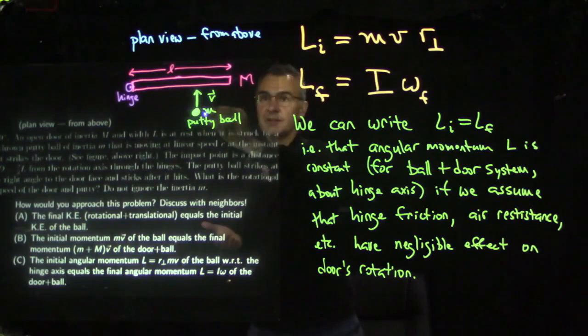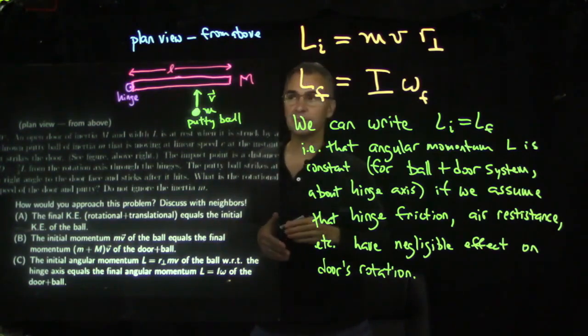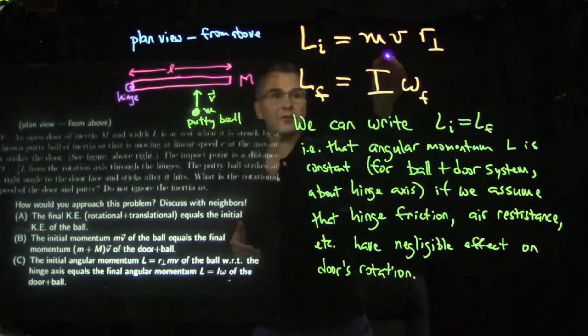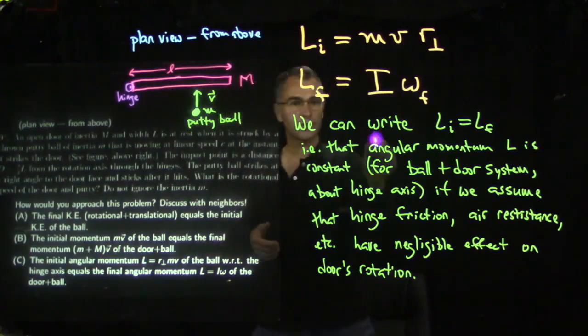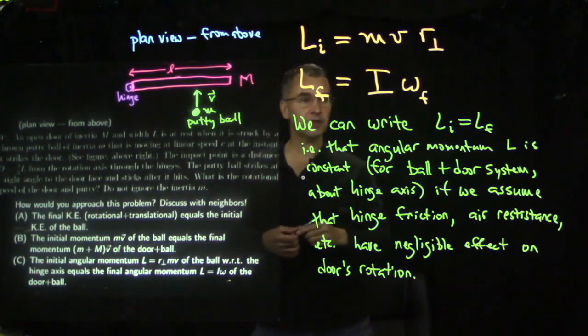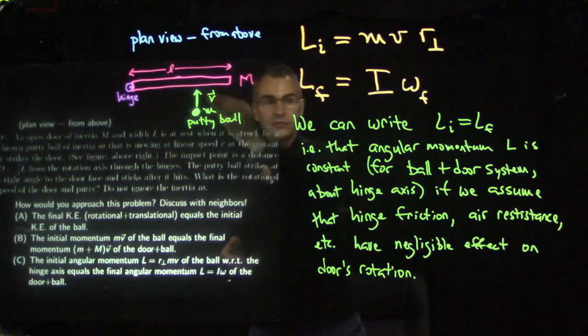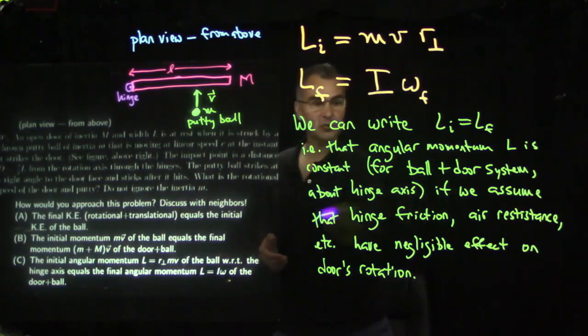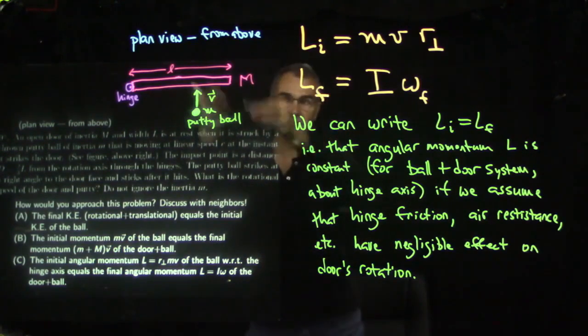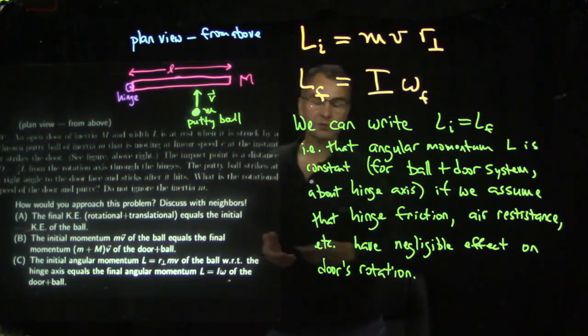In the final state, the ball is stuck to the door, so it's all one system. It's kind of all one extended object. And the angular momentum at the end takes the form entirely of stuff rotating about this axis. So we can say that the initial angular momentum equals the final angular momentum for this ball plus door system about the hinge axis, if we assume that friction in the door hinge and air resistance acting on the door and so on have a negligible effect on the door's rotation.